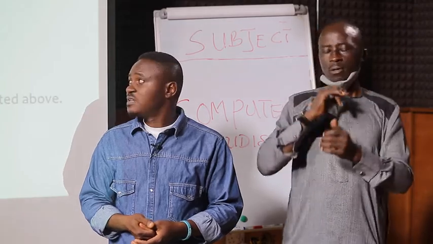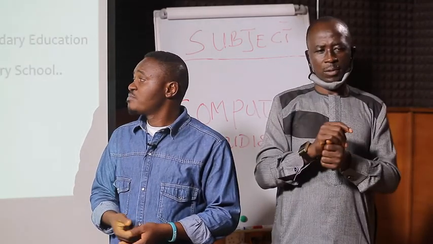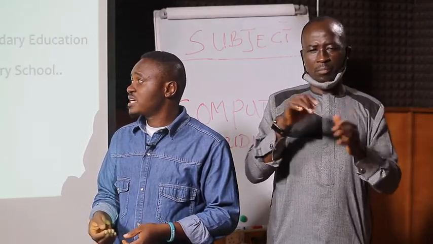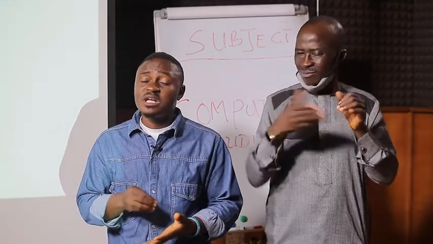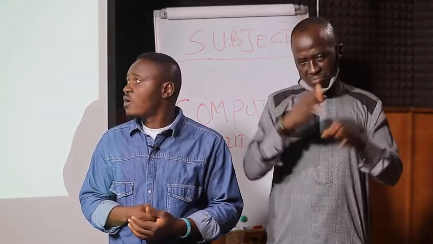So I believe you have learned, and you could pick up references from this textbook, HIIT PLC, Computer Studies for Senior Secondary Education. You could also check Advanced Computer Science for Senior Secondary School. And most importantly, or very commonly, you could go to Google. Google is your friend. For every computer student, Google is your friend. You could always check everything on Google and get relevant information.